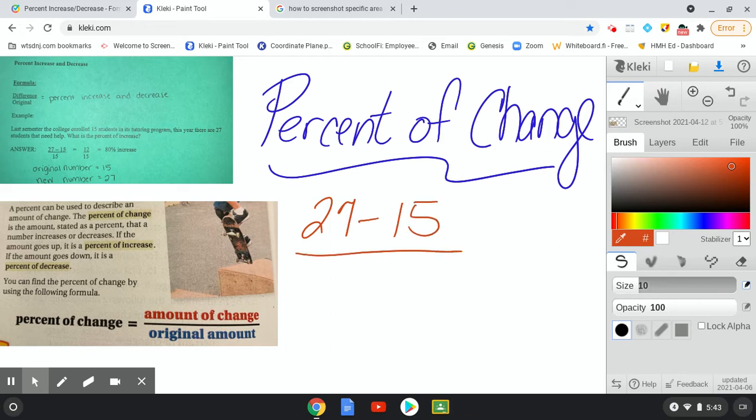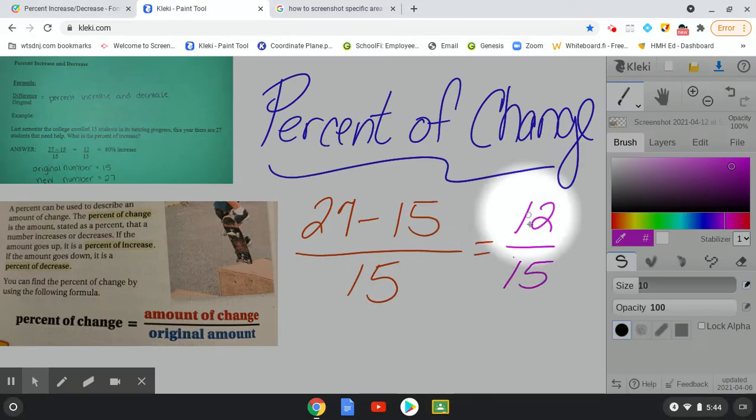And we're going to put it over the original amount. So the original amount was 15. That was the number from last year. So 15 would be in our denominator here. All right. So now when we do this, 27 minus 15 gives us 12. And then that would be 12 over 15. Now, in order to find out what the percentage of increase is, we need to actually divide, right? So remember, a fraction, the fraction bar means division. So 12 divided by 15.